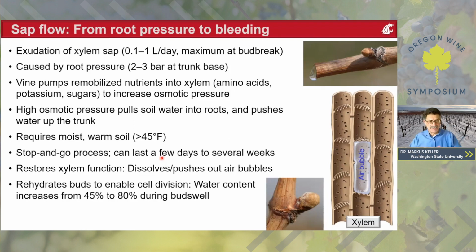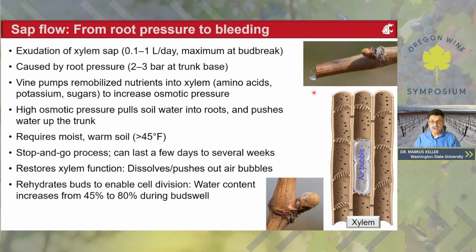Root pressure is what leads to bleeding or sap flow, typically in spring. So sap flow, the exudation of xylem sap from pruning wounds, you can have an example over here, varies between 0.1 to 1 liters per day, and it occurs at a maximum around the time of bud break. This sap flow that you're seeing from these vines is a result of root pressure. And the roots can pressurize the trunk base to about 2 to 3 bar. That is about the same pressure as what you have in your vehicle tires, in your pickup tires.